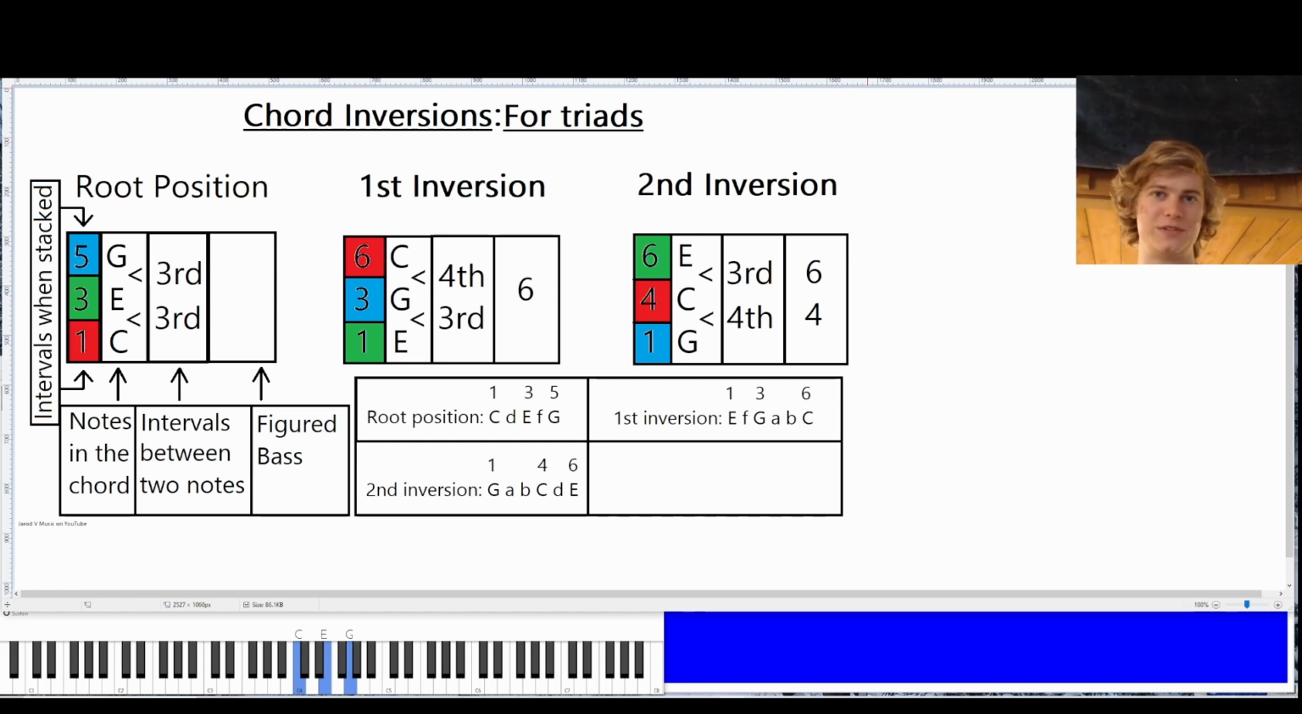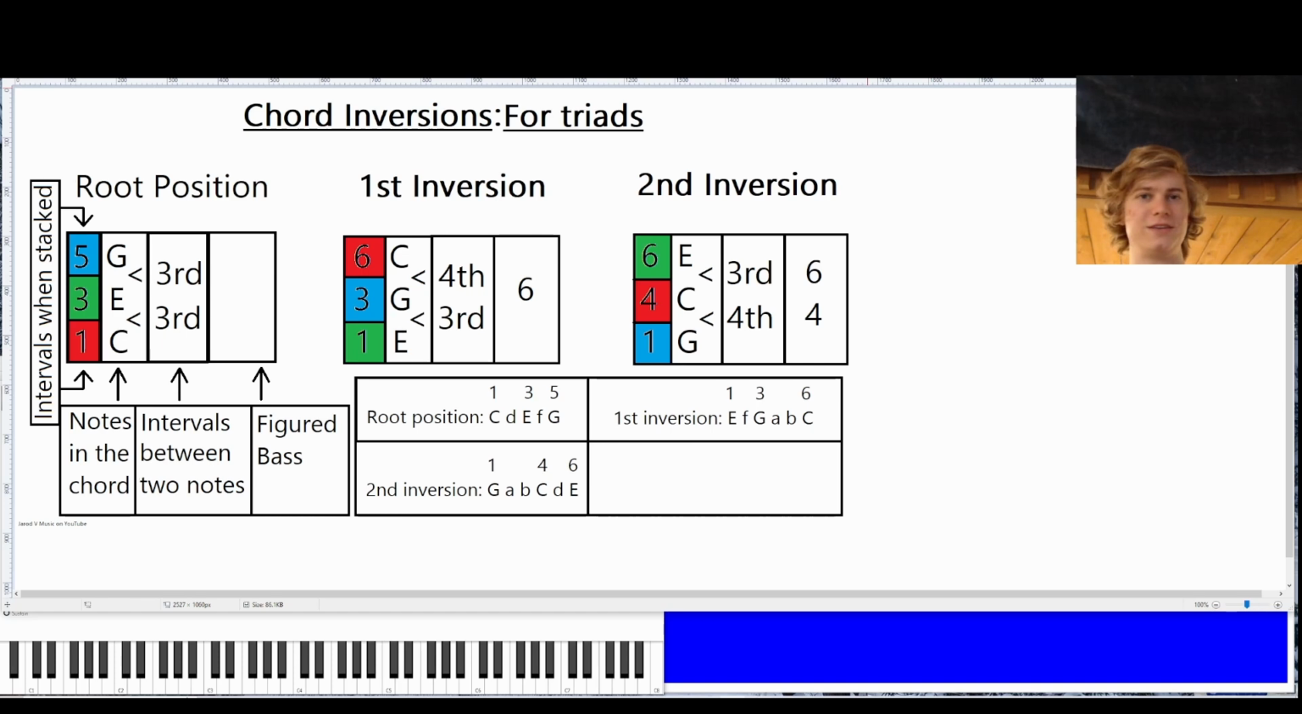Okay, so now what happens if I take this C major chord, and I want to use these same notes, I still have a C major chord, but I want to rearrange some of the notes in a different order. Well, welcome to chord inversions. So when you have a triad, you can have two different inversions. First you start off in root position, which is what you normally have. You have a 1, 3, and a 5. So there's our root position. You can have a first inversion, and you can also have a second inversion.